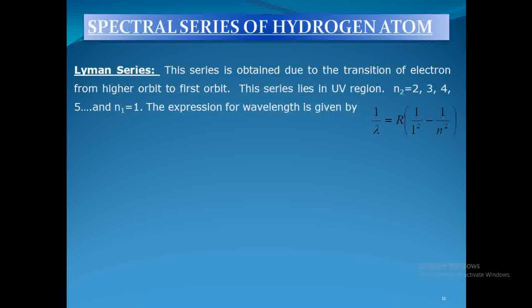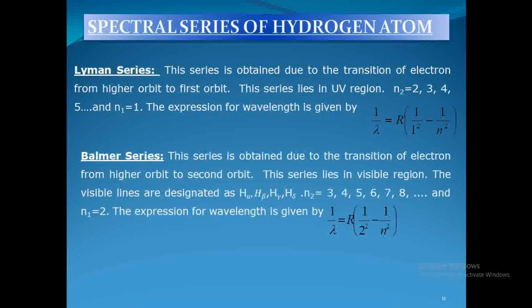Now the next series is the Balmer series. This series lies in the visible region, hence the lines are designated as H alpha, H beta, H gamma and H delta lines. Why? Because with the help of a spectrometer we can see them with our naked eye. This wavelength range is acceptable to the human eye, so they are designated as H alpha, H beta, H gamma and H delta.